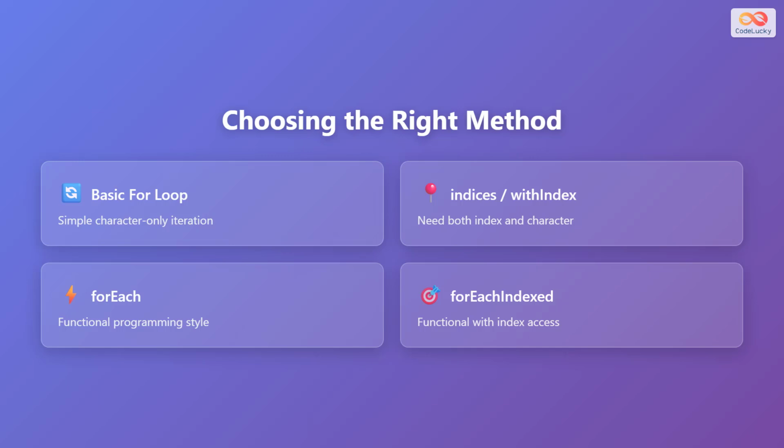Now that we've covered all the iteration methods, let's understand when to use each one. Use the basic for loop when you only need the characters without their positions. Use indices or withIndex when you need both the character and its index in a traditional loop. Choose forEach for a functional programming approach when only characters are needed. And use forEachIndexed when you want functional style with index access. Each method has its place, so choose based on your specific requirements and coding style preferences.